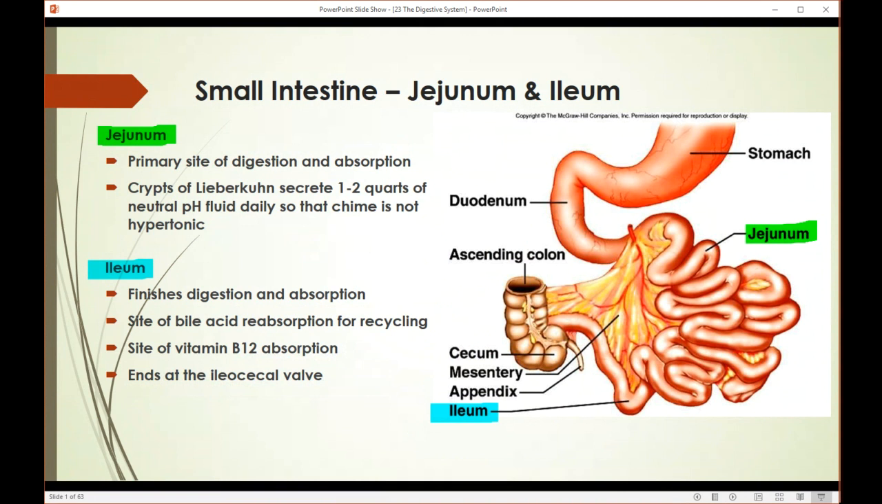And then the ileum, which is our lowest level of our small intestine, is going to finish our digestion and absorption. It's the site of our bile acid reabsorption for recycling, and then also the site of vitamin B12 absorption. It ends at what we call the ileocecal valve, okay, which would be right here.